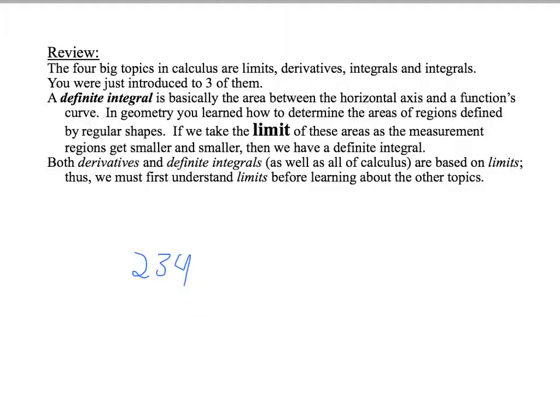cubic inches. Now, if we use smaller squares on that last problem, maybe we would get something like 234.5, and then if we use smaller squares, we might get 234.556, and if we use smaller squares than that, if we keep doing this, we're going to see that our numbers are heading towards some limiting value. And that's what we mean. If we were to take the limit of these areas as the measurement regions get smaller and smaller, then we really have what's called a definite integral.